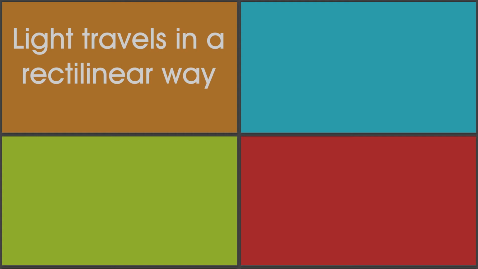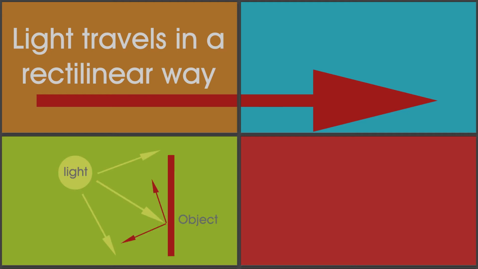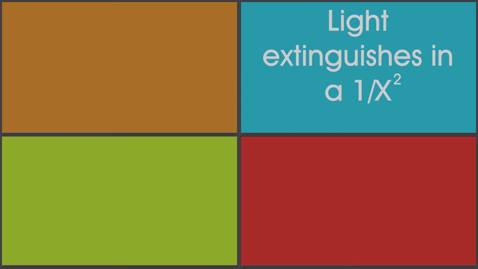The first of all is that light travels in a rectilinear way. Wherever it bounces, it's going to travel in a rectilinear way too, until eventually it's going to enter your retina or your camera. Okay, the second law tells us that light extinguishes not in a linear way.